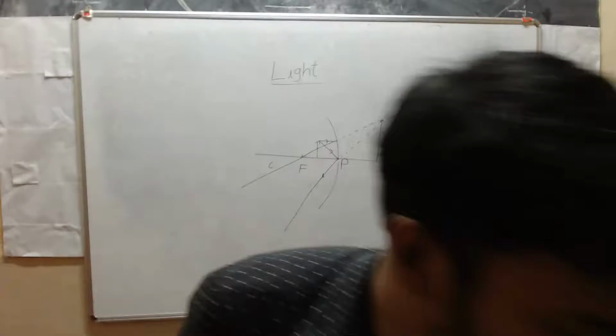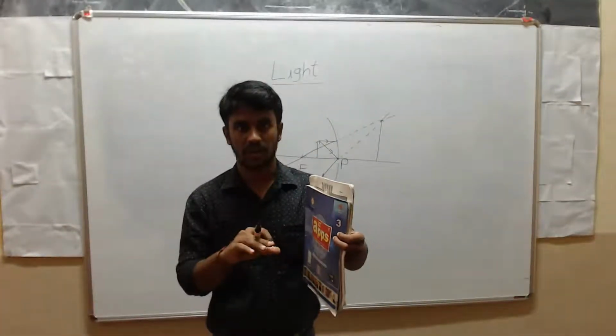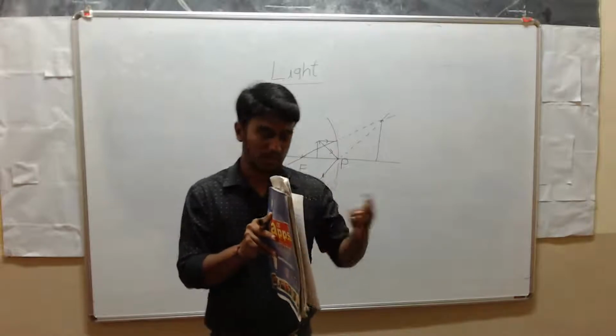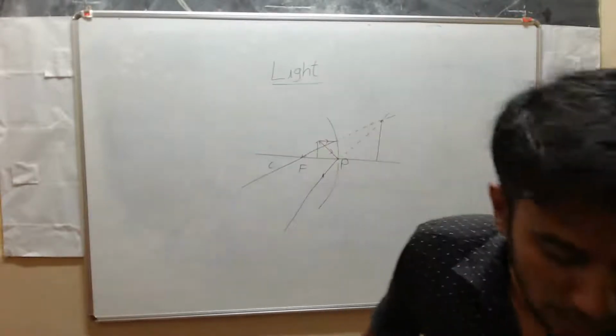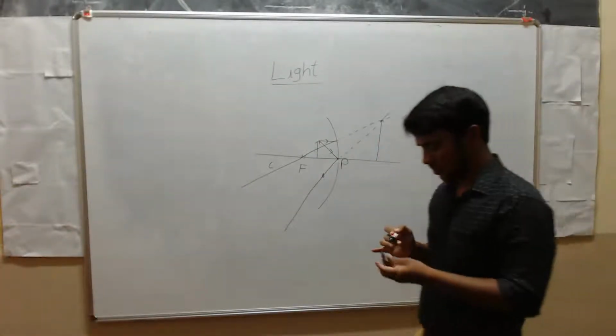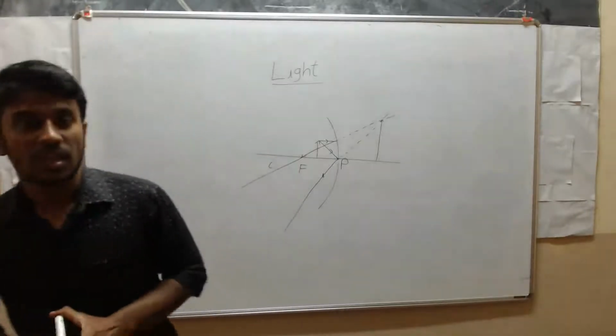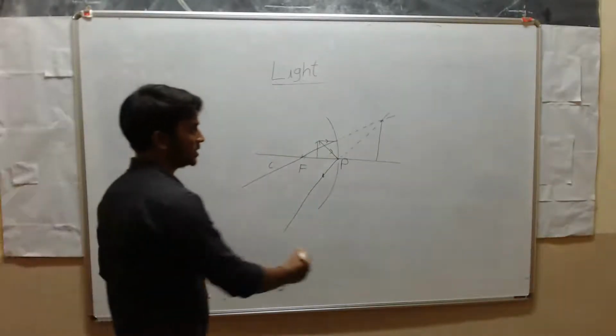For example, imagine this is a plane mirror. If you pass the rays of light, they won't come to this side. If you come and see, there's nothing. So this image doesn't exist. Here the nature of the image is virtual and erect. Erect means it is straight.